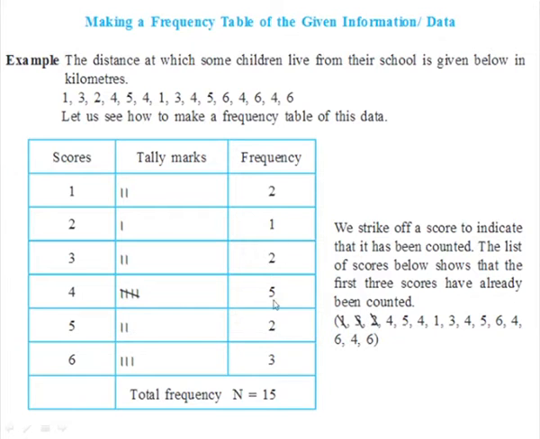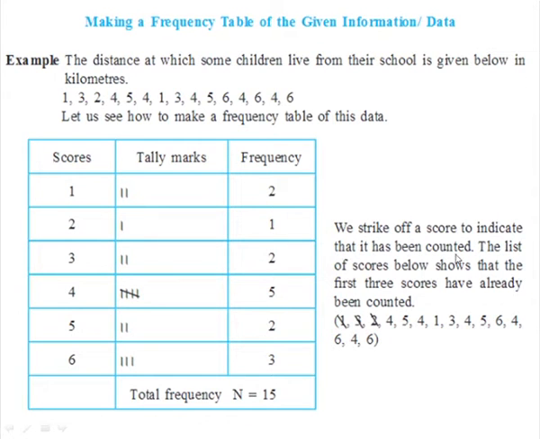Now add all the frequencies here. 2 plus 1 is 3, 3 plus 2 is 5, 5 plus 5 is 10, 10 plus 2 is 12, 12 plus 3 is 15. Therefore, the total frequency, we are representing it as capital N, and the total we will write in front of it, that is 15.